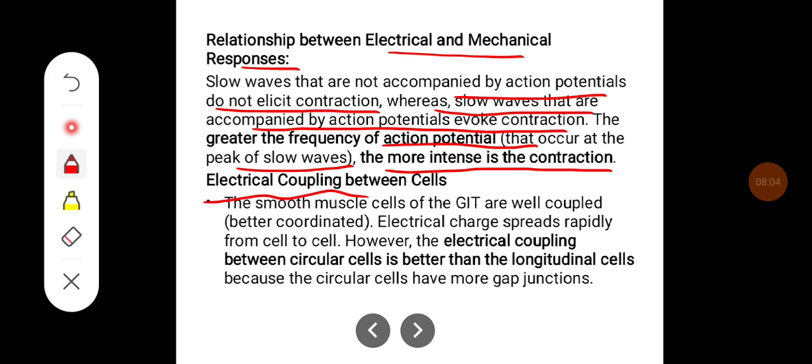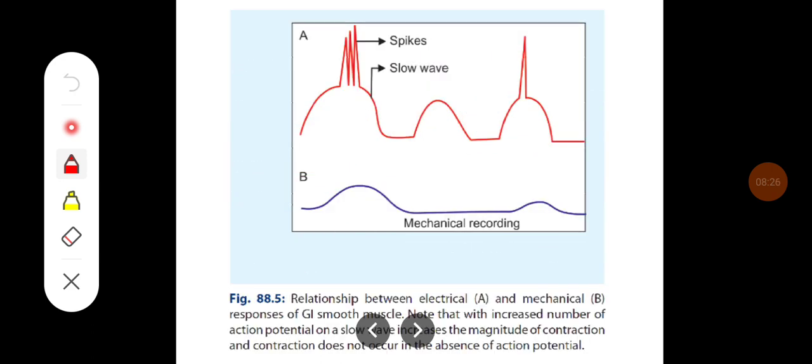Electrical coupling between cells. The smooth muscle cells of the GIT are well coupled or better coordinated. The electrical changes spread rapidly from one cell to another cell. However, the electrical coupling between circular cells is better than the longitudinal cells because circular muscles have more number of gap junctions.